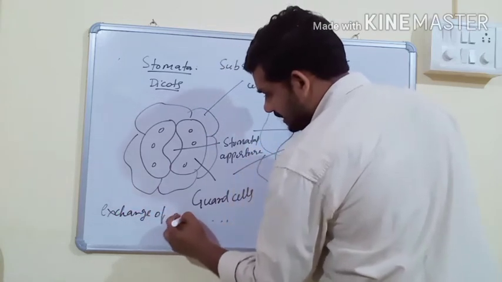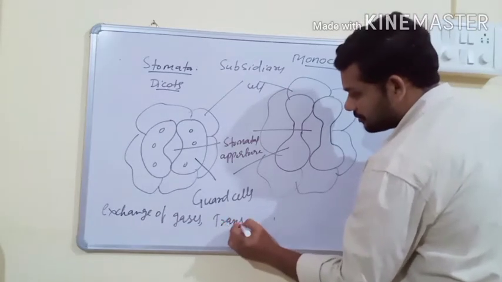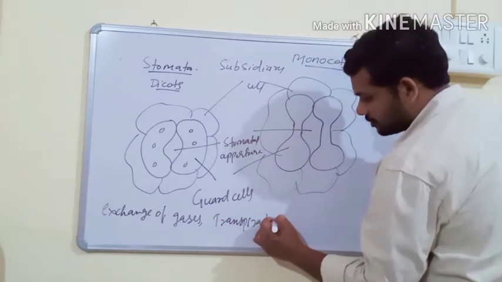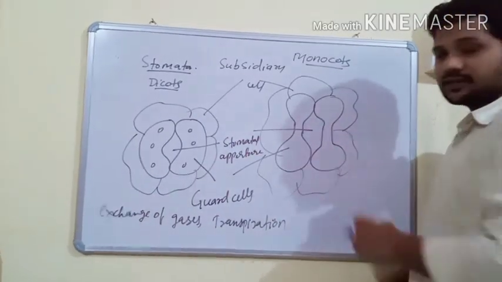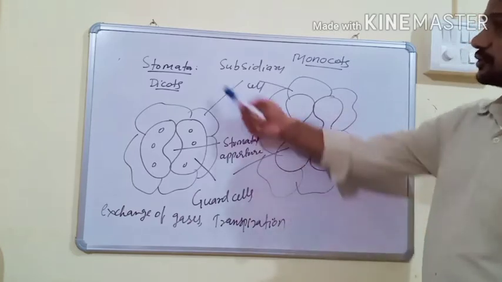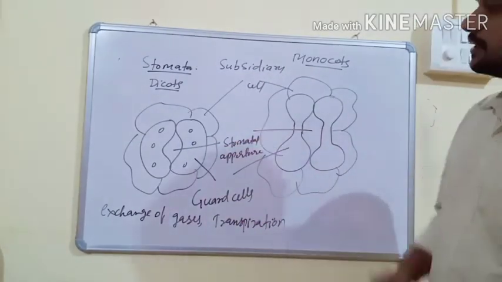It also regulates the rate of transpiration. When stomata open, the rate of transpiration increases. When stomata close, the rate of transpiration decreases. So stomata help in exchange of gases, and also regulate the rate of transpiration.